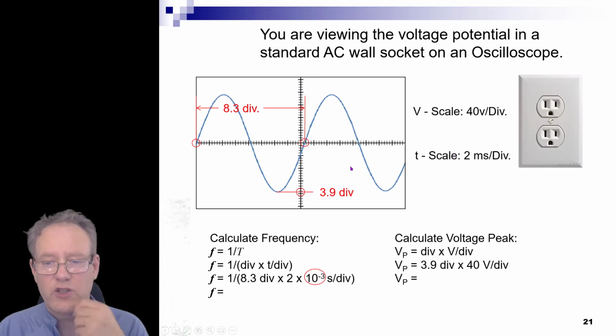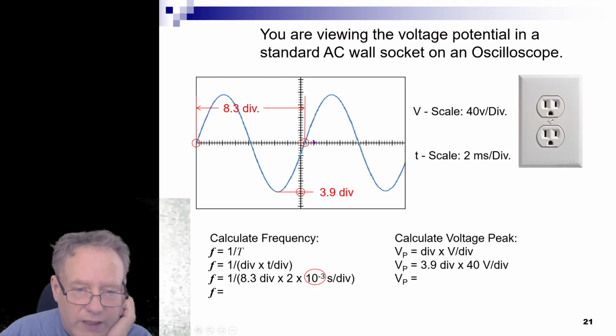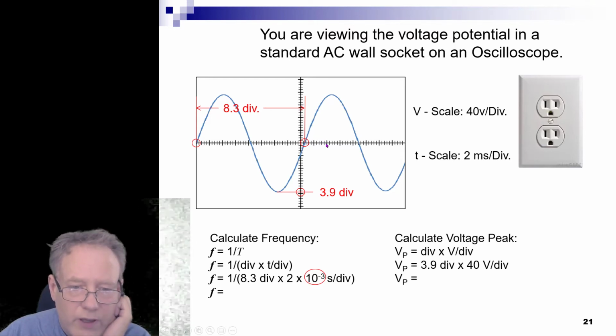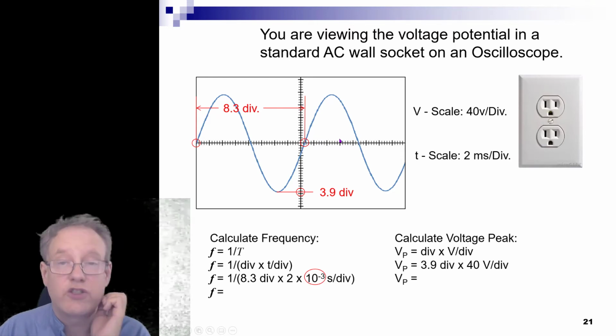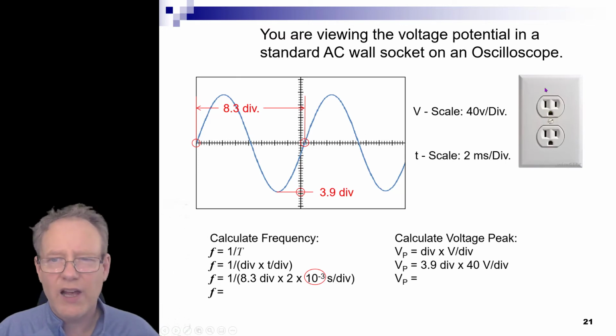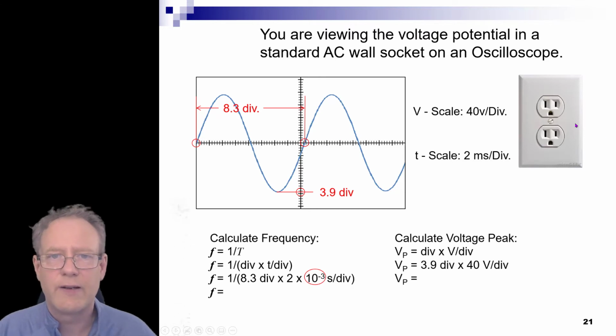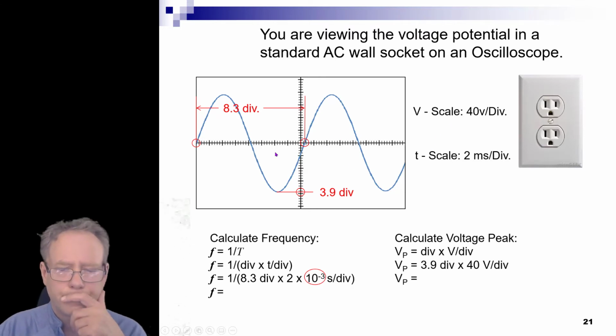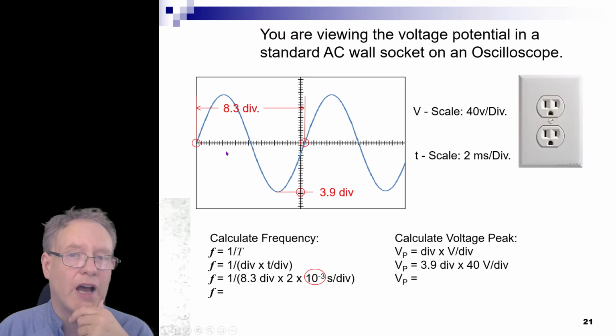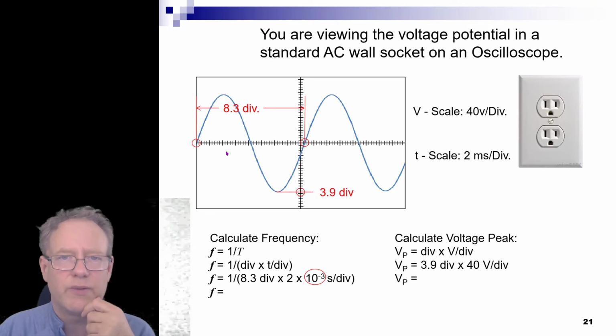Now, the time scale is 2 milliseconds. Between here and here is 2 milliseconds. Between here and here is 2 milliseconds. Okay, so it looks like we're studying AC voltage coming out of a socket. Yeah, we are. This is what's going on. You may actually be a little bit surprised when you see what the answer to the peak voltage is.